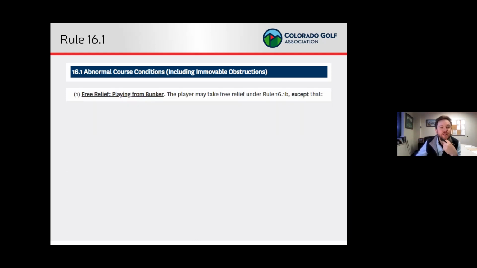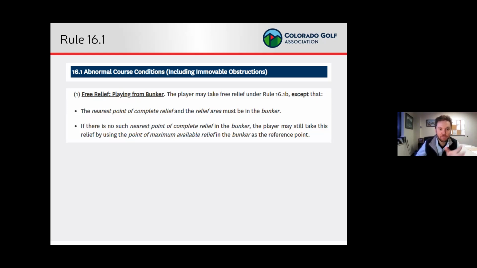So the free relief, very similar to what we just covered, pretty easy. The player may take free relief under Rule 16.1b, except that, again, in the same way we saw that vein of ball in the general area, reference point in the general area, relief area in the general area, the same thing is going to apply to a ball in a bunker. We're going to see all these things kind of feed through to say where your ball lies, there so must your relief be taken for free in this situation. So the nearest point of complete relief, covered that, and the relief area must be in the bunker. Like we saw, general area, same concept, bunker.